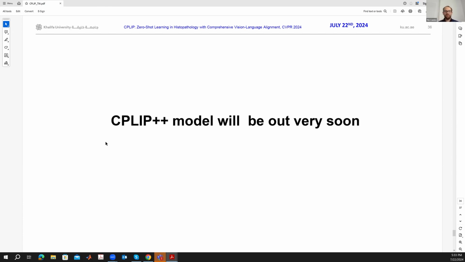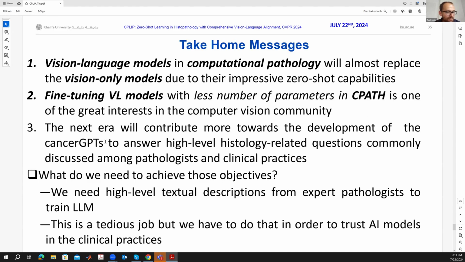I suppose I had a comment on one of the final slides that you presented, about the take-home messages and about vision language models almost always replacing vision-only models. I wonder if you could go into a bit more detail on this. I suppose in niche cases this will not necessarily be the case and will be difficult.